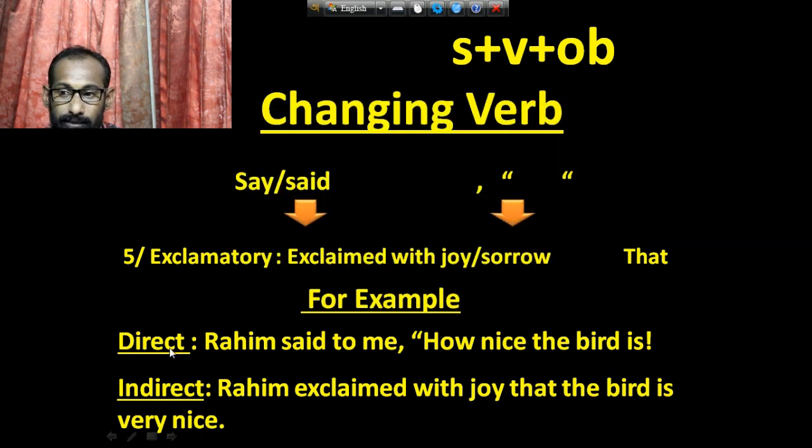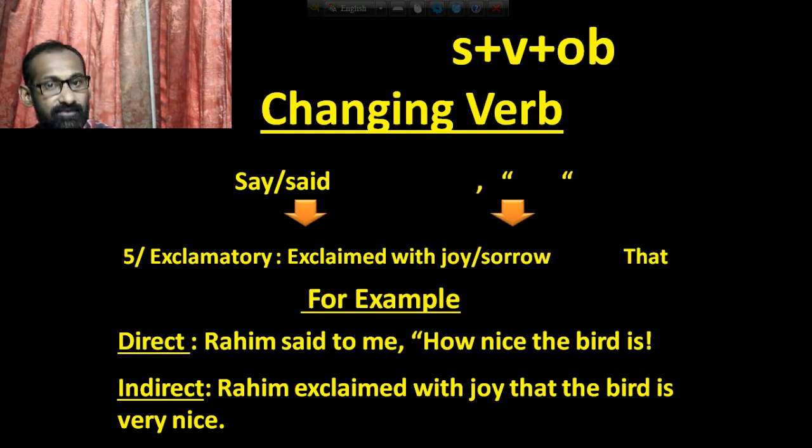Here is written, Rohim said to me, how nice the bird is. Then Rohim exclaimed with joy, because how nice the bird is, is very happy news. So Rohim exclaimed with joy that, then I have to use subject verb object, that the bird is subject, then the bird was. The bird was very nice. Here is written is, but actually it is wrong. Here it will be the bird was very nice.